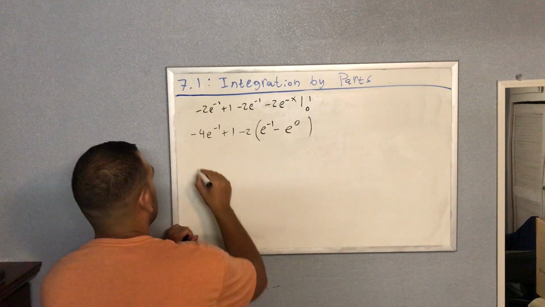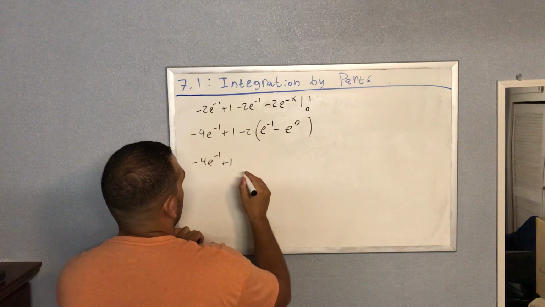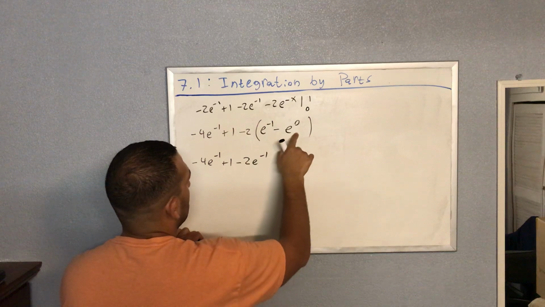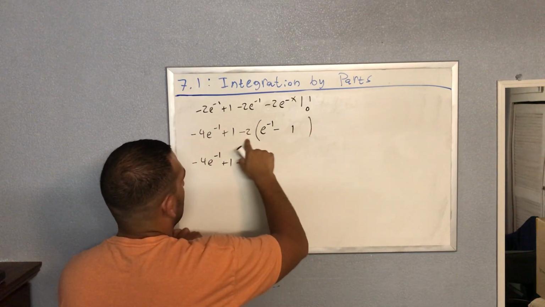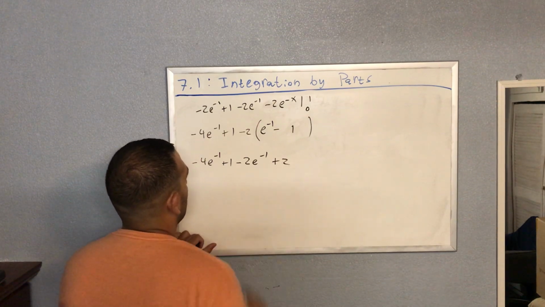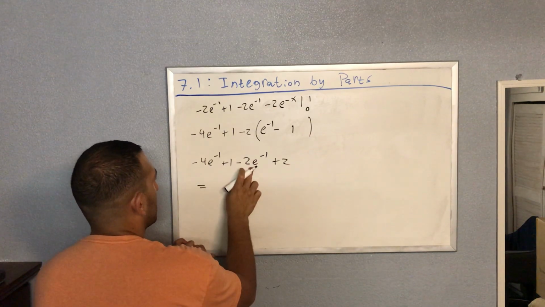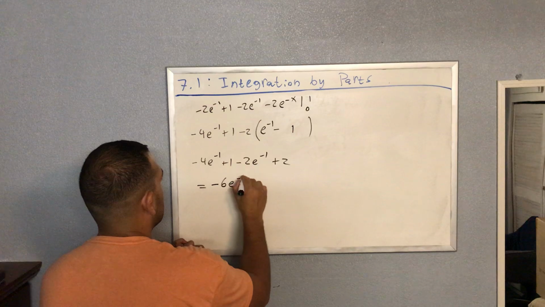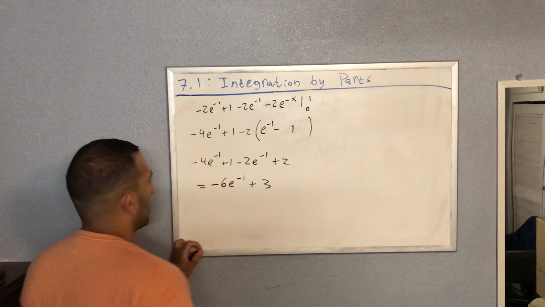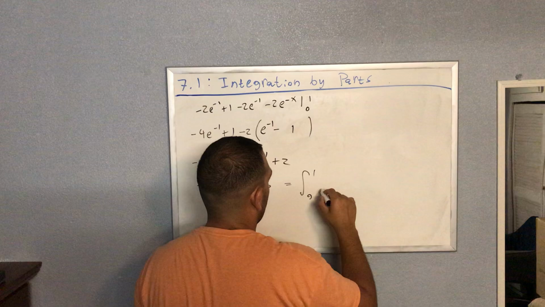Okay, so then this becomes negative 4 e to the minus 1 plus 1 minus 2 e to the negative 1, and then e to the 0 is just 1, right? So negative 2 times this negative 1 gives us a plus 2. So then when everything combines, the minus 4 minus the 2 gives us a negative 6 e to the minus 1, and then the 1 plus 2 gives us a plus 3. And that is the integral of this guy.